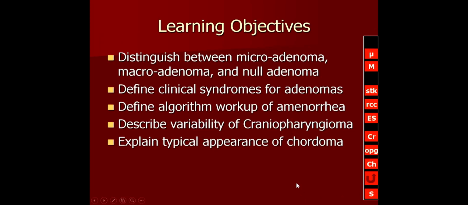So we talked about the difference between microadenoma and macroadenoma. The patient's presentation basically determines whether it's a big lesion or a small lesion, or in case it's not producing any hormone, nothing stops it from getting bigger and bigger. We talked about some of the clinical syndromes. We talked about working up amenorrhea. We talked about the variable appearance of craniopharyngioma, and we just finished talking about a classic presentation for a chordoma.